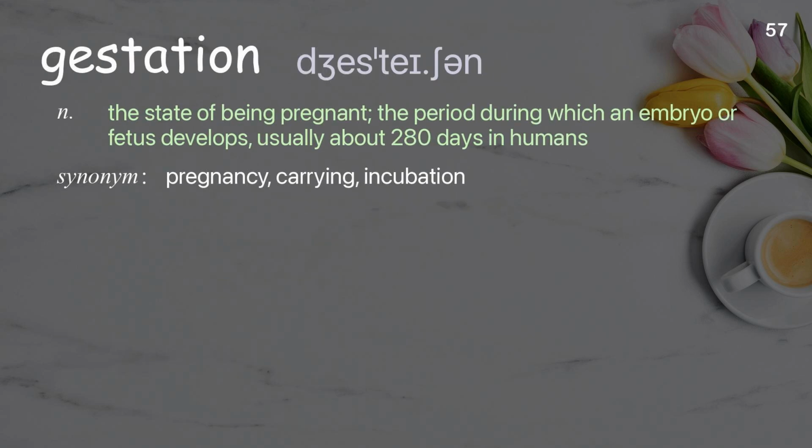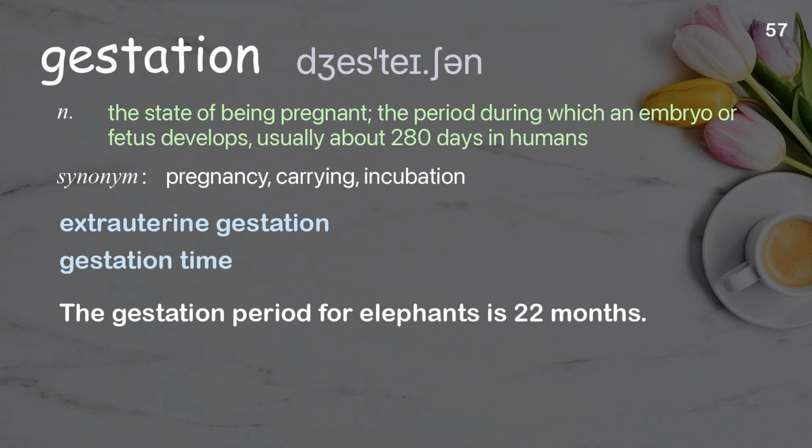Gestation. The state of being pregnant, the period during which an embryo or fetus develops, usually about 280 days in humans. Examples: extrauterine gestation, gestation time. The gestation period for elephants is 22 months.